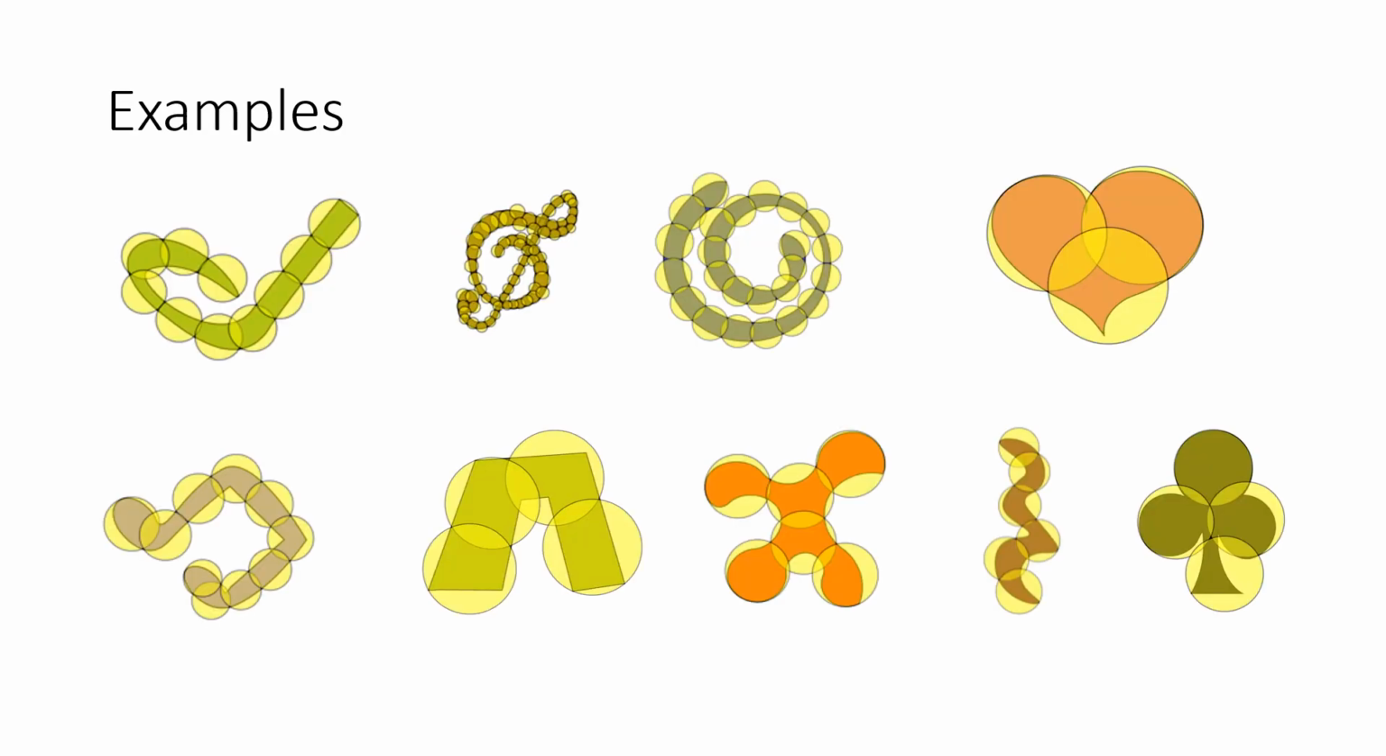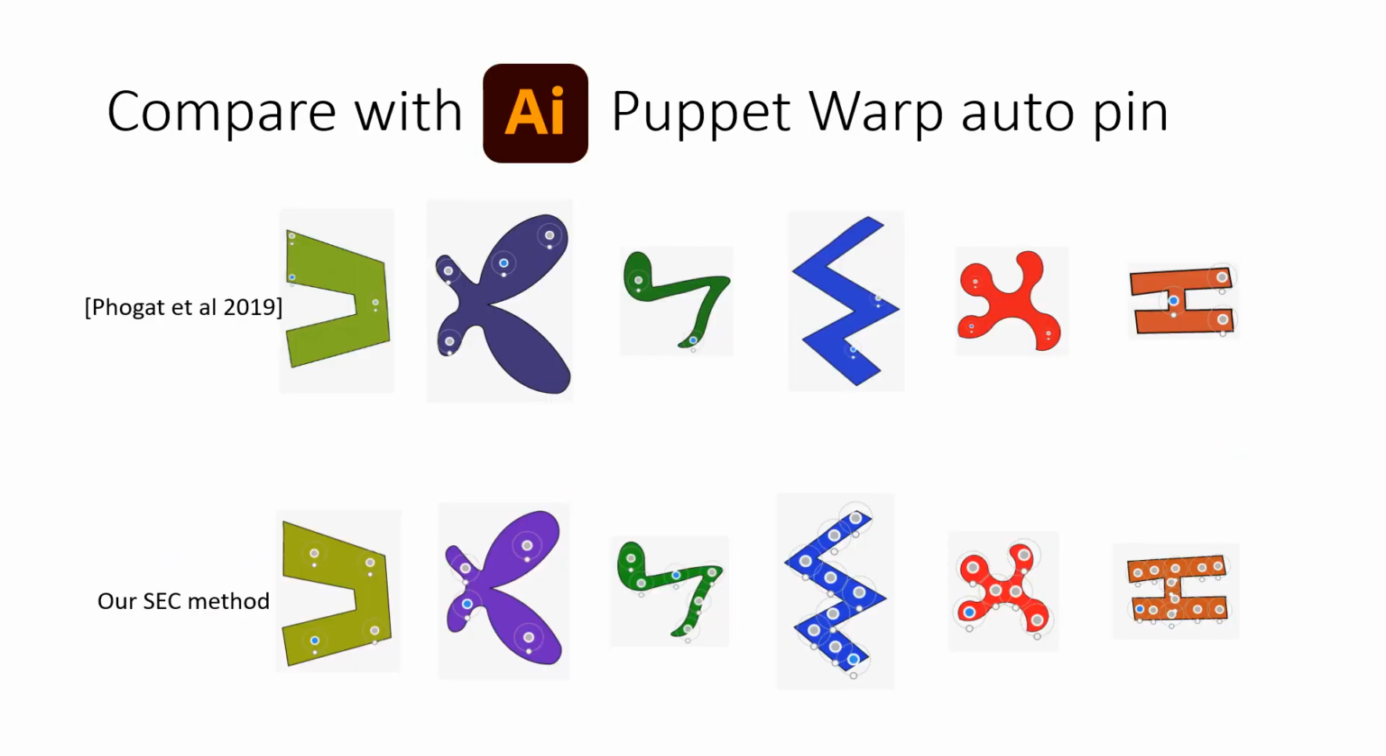Here are some results produced by our SEC method with optimized number of samples over a variety of shapes. Here is a comparison with the current automatic pin placement method for Puppet Warp in Adobe Illustrator. Our method can place samples that better represent the shapes.